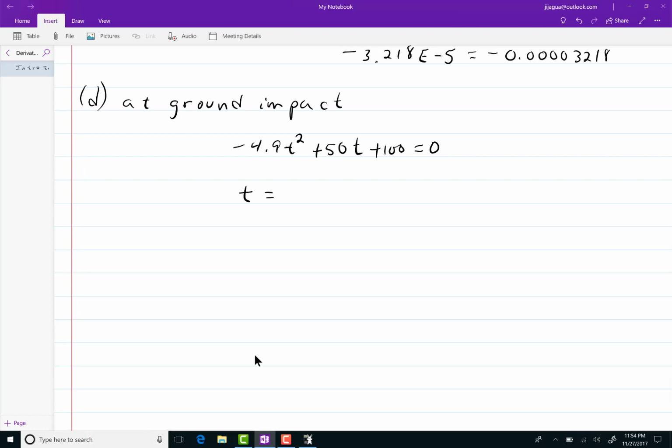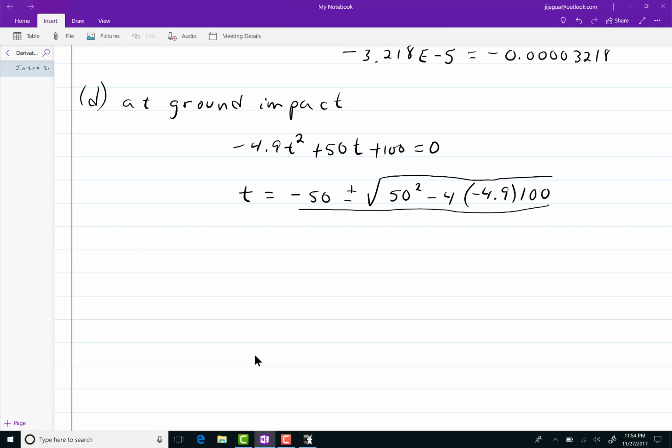T equals negative b, so I'll have negative 50. The a, b, and c's I'm using come from the formula. Plus and minus the square root of 50 squared minus 4 times A, which is negative 4.9, and C is 100. All of that is over 2 times A.